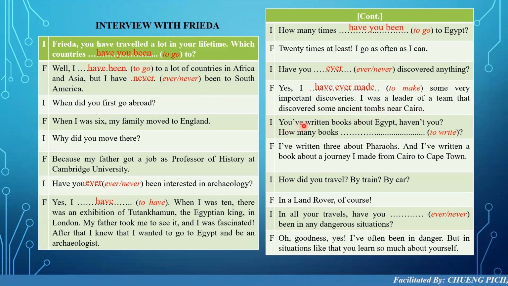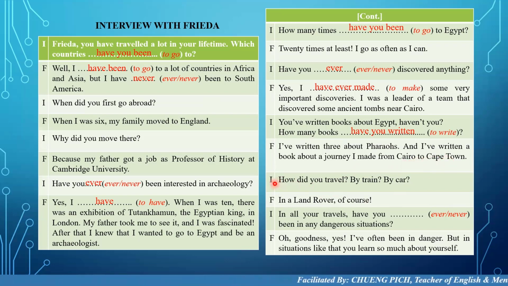Interviewer: You've written books about Egypt, haven't you? How many books, blah, blah, blah, we have the verb "to write". So what is it? Present perfect. How many books have you written? Freda: I've written 3 about Egypt, and I've written a book about a journey I made from Cairo to Cape Town. Okay, good.